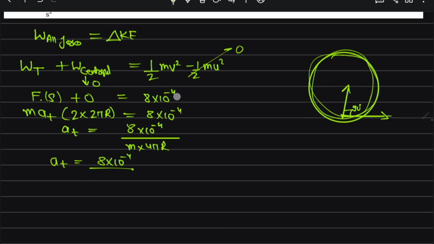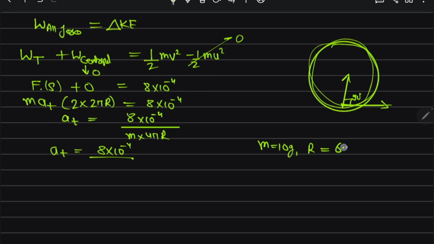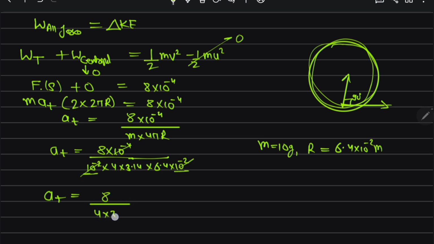Mass is 10 grams and radius is 6.4 centimeters, that is 6.4 into 10 to the power minus 2 meter. So mass is 10 to the power minus 2, 4 pi is 3.14, and the radius is 6.4 into 10 to the power minus 2. So tangential acceleration, this is 10 to the power minus 4, 10 to the power minus 4. They go to the upper side, so they cancel out. So left is 8 into 4 into 3.14 into 6.4.